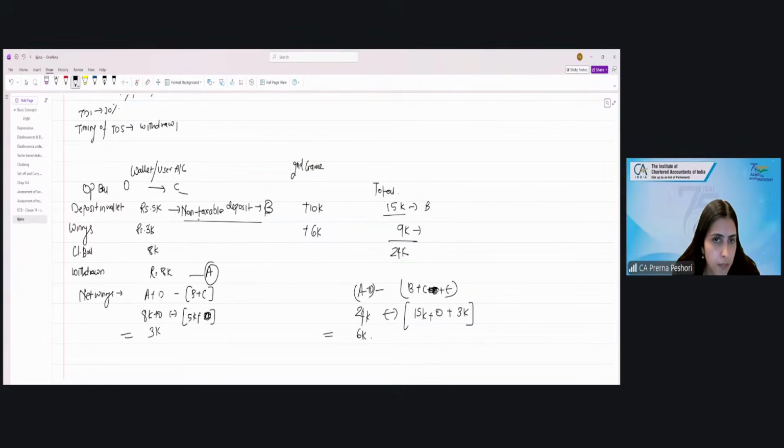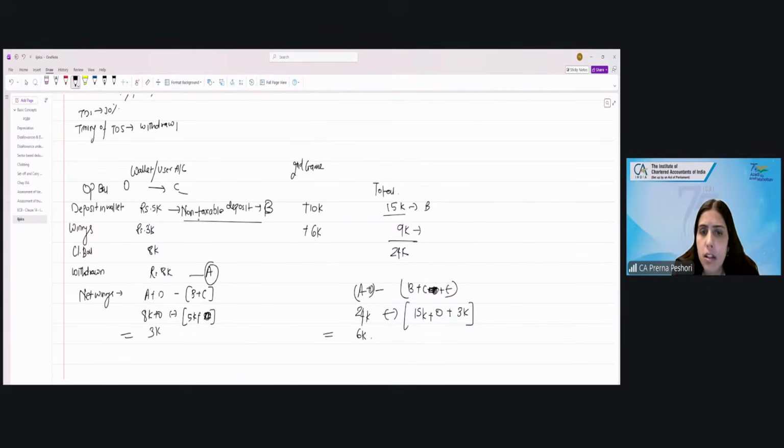Let's say I played a second game and I earned 6,000, right? Sorry. And I deposited another 10,000. So my B, the non-taxable deposit, becomes 15,000. My net winnings is 3 plus 6, 9,000. Right? I have withdrawn the entire amount, 24,000. So 24,000 will be A. D is 0. There's no closing balance.